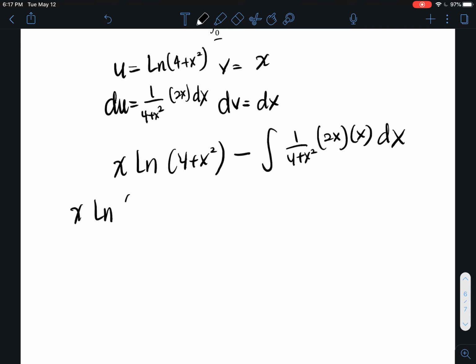So I have x ln 4 plus x squared minus, so let's clean this integral up before I do it. So it's going to be 2x squared over 4 plus x squared dx. Again, if you do the u substitution, it's not going to get rid of the x in the numerator, so this is going to be hard to integrate. So what I need to pull out of my hat, remember I told you guys there's a lot of stuff you're going to have to pull out of your hat for these, I'm going to do long division.